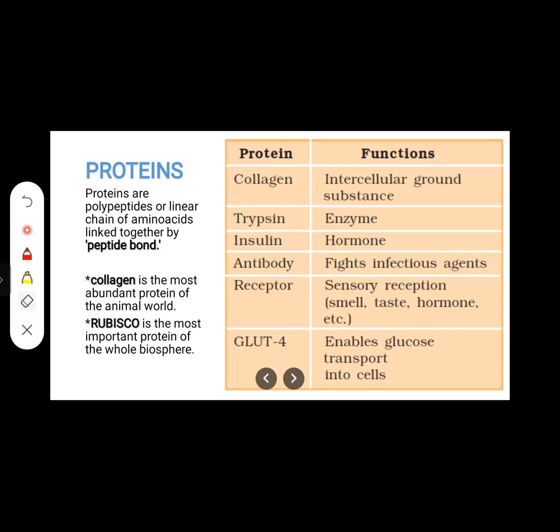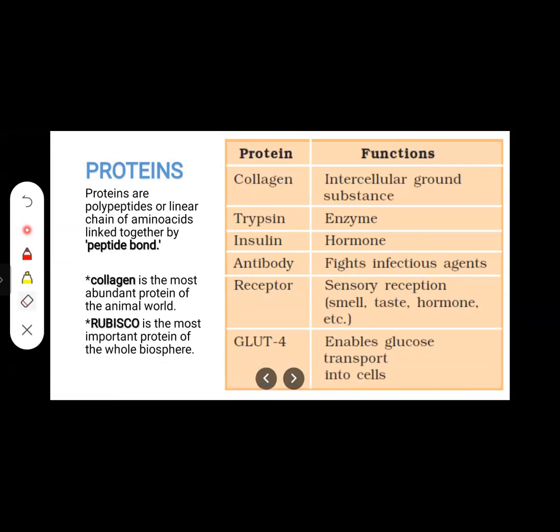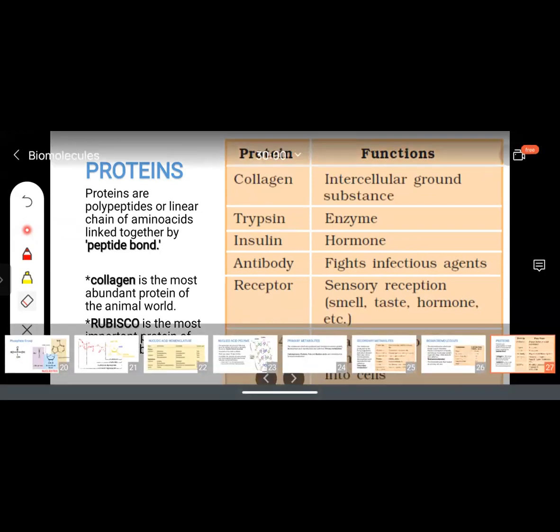Coming to the whole biosphere or plants, they have an enzyme called rubisco. We will be talking about this enzyme in plant physiology. So try to remember these examples and their functions, as well as these two examples: collagen and rubisco. Collagen is the most abundant protein in the animal world. Rubisco is the most abundant protein in plants as well as the whole biosphere.